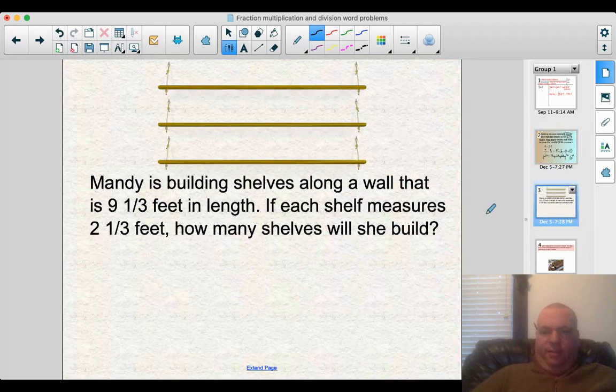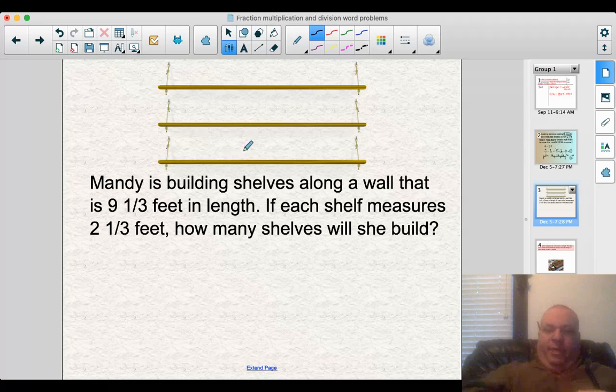All right, let's try another one. Mandy is building shelves along a wall that is 9 1/3 feet in length. If each shelf measures 2 1/3 feet, how many shelves will she build? Okay, so I'm going to have you pause it again, try to decide if this is multiplication or division. Are we given 2 parts that would multiply to a total, or are we given a total and one of the parts?